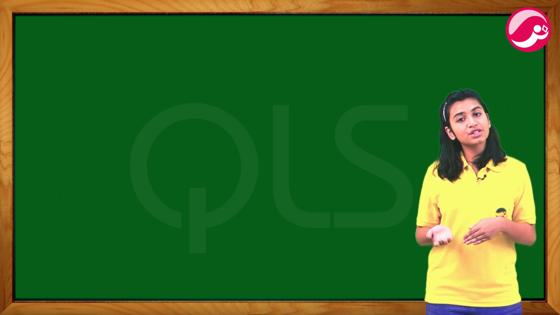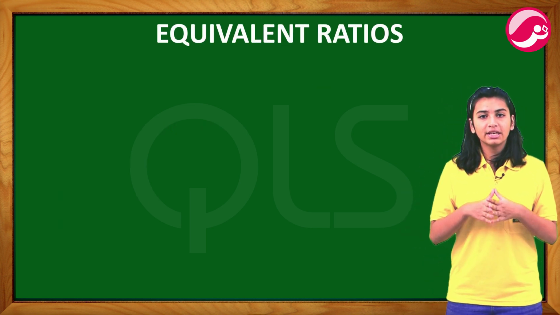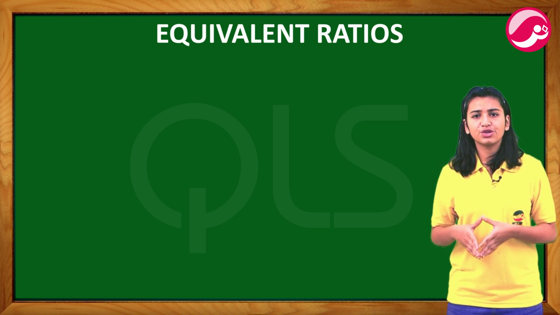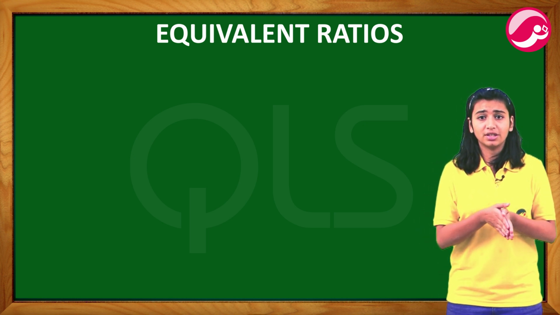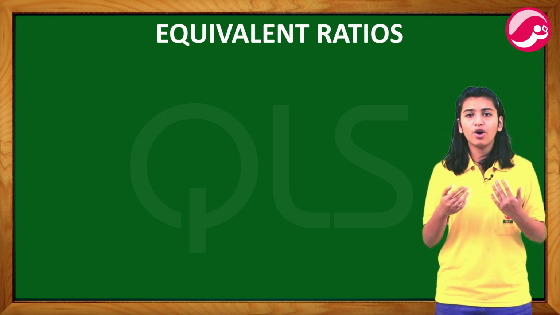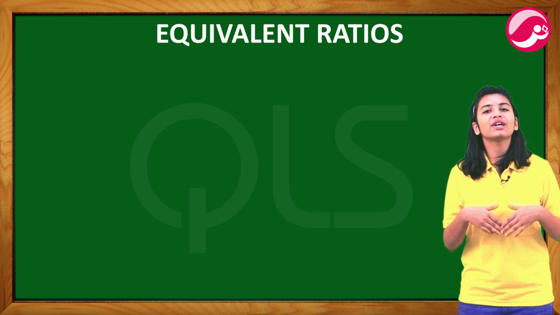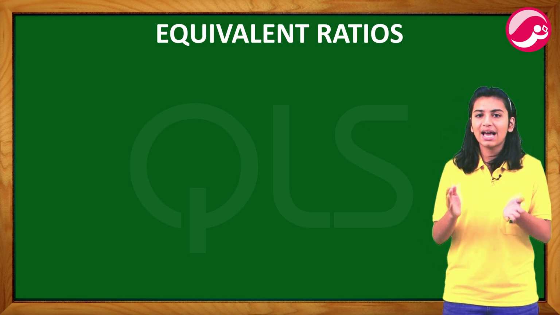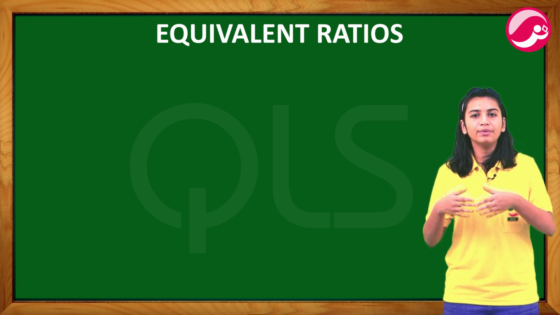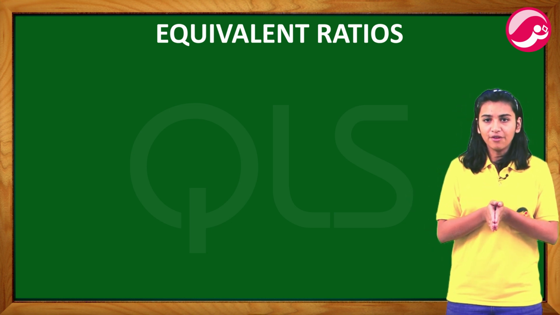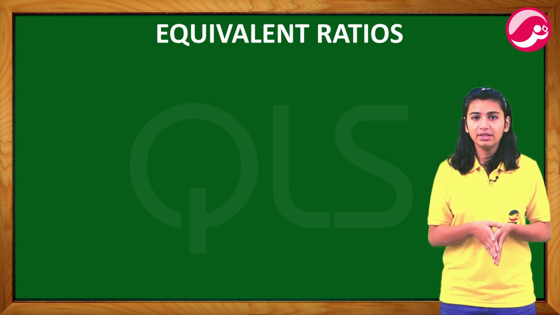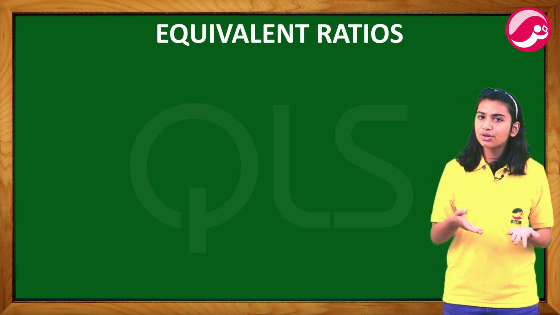Now, next topic, equivalent ratios. Different ratios can also be compared with each other to know whether they are equivalent or not. To do so, we need to write the ratios in the form of fractions and then compare them by converting them to like fractions. If these like fractions are equal, we say that the given ratios are also equal.